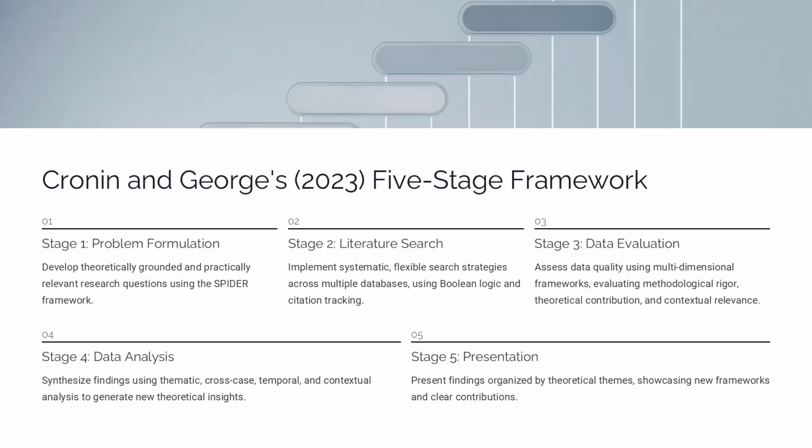Sample: who or what is being studied. Phenomenon of interest: what concept or experience. Design: what study designs will you include. Evaluation: what outcomes or measures. And research type: qualitative, quantitative, mixed methods. Your research question must be theoretically grounded, practically relevant, methodologically feasible, and have clear contribution potential.